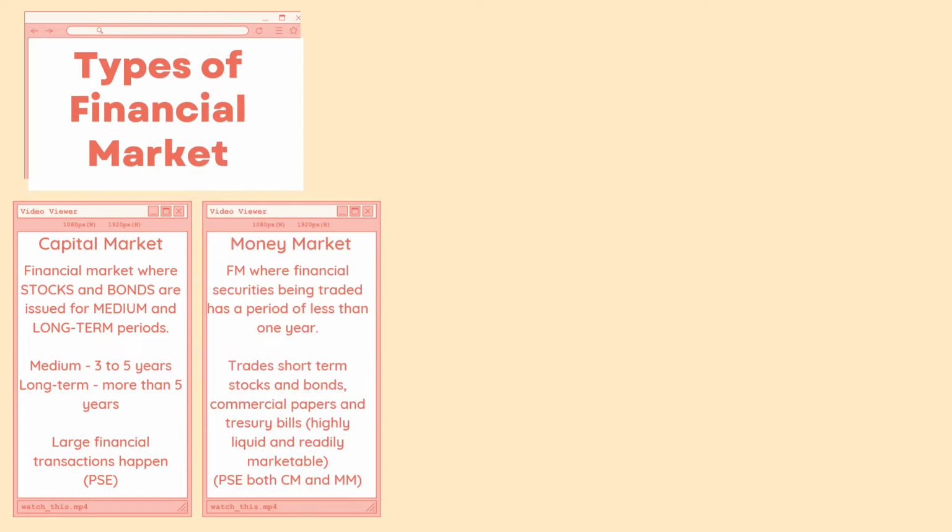The second type is the money market. The financial market is classified as a money market when the financial securities being traded have a period of less than 1 year.